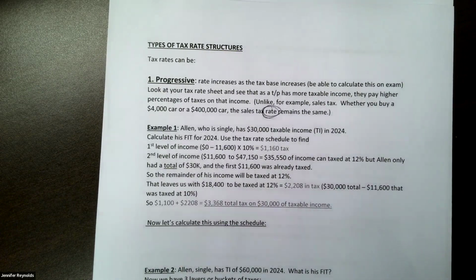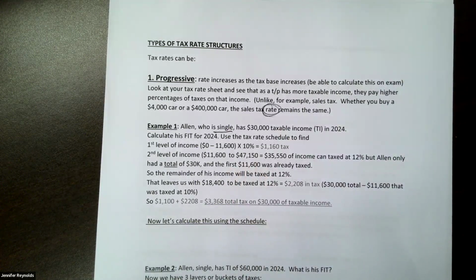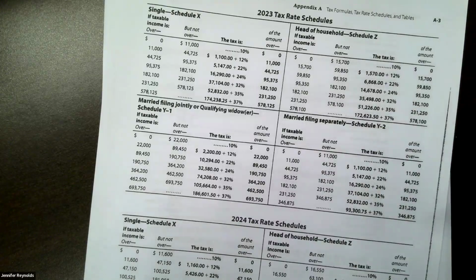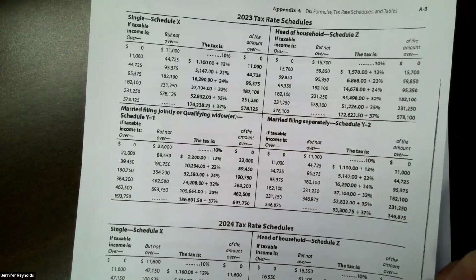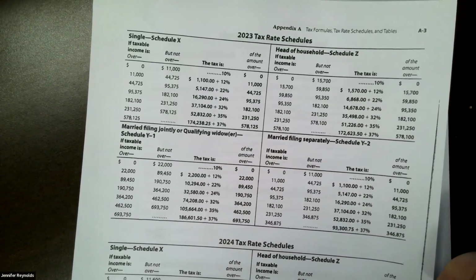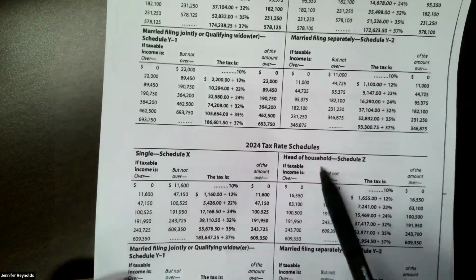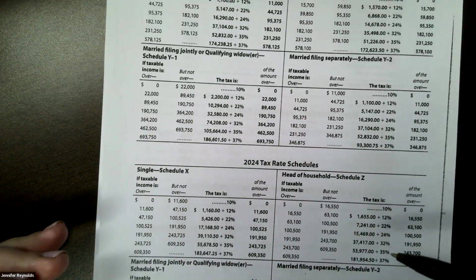And we're going to start out with Alan, who is single. That matters, remember, because that tells us which filing status we're going to look at on our tax chart. And we're looking at 2024. So you'll have this sheet on your exam. You just have to be cautious about which year she told me and which filing status I am. In this case, I just said Alan is single.